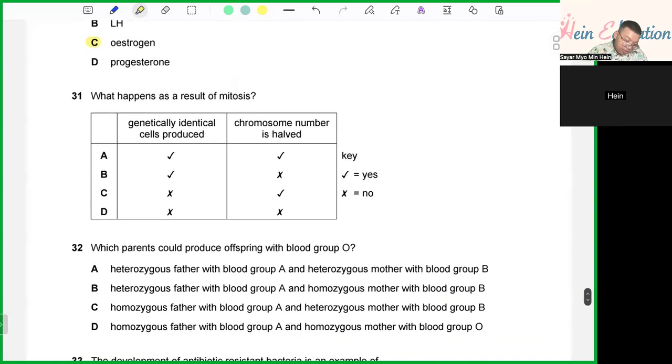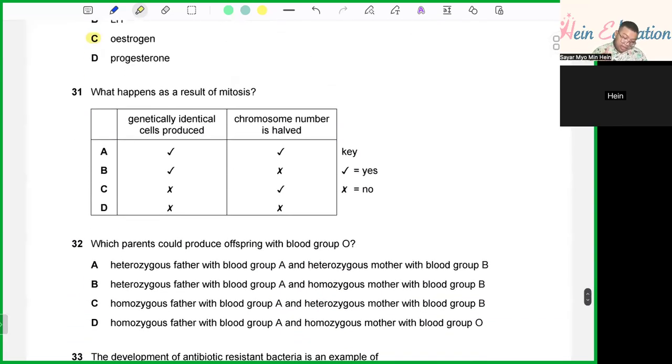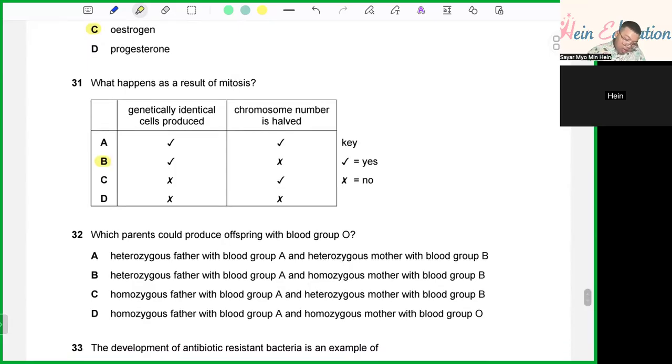What happened as a result of mitosis? So genetically identical cells produced, yes. Chromosome number halved, no. So the answer is B.